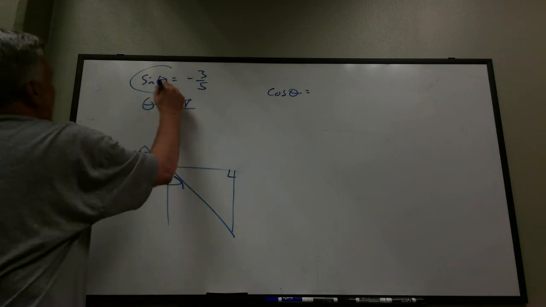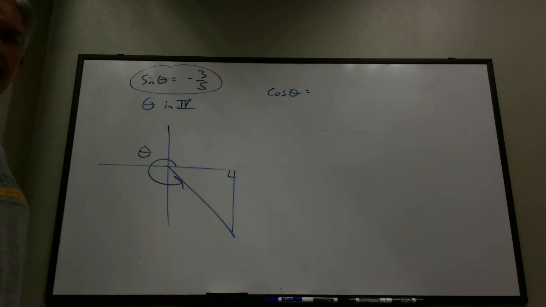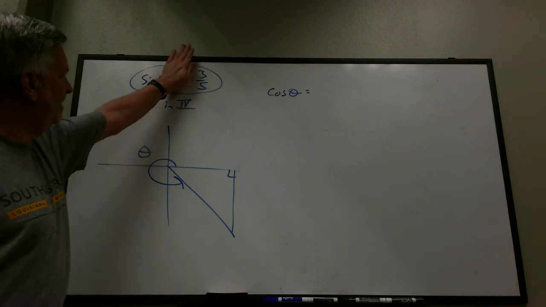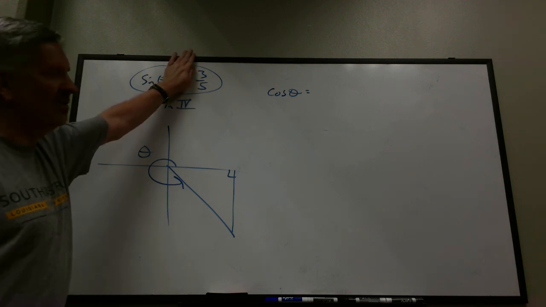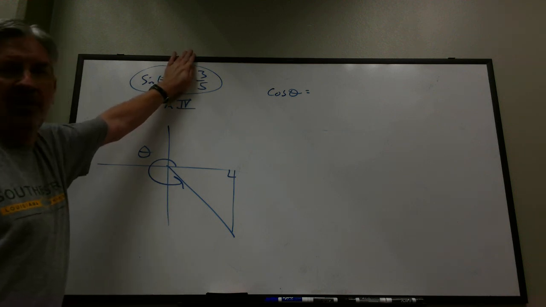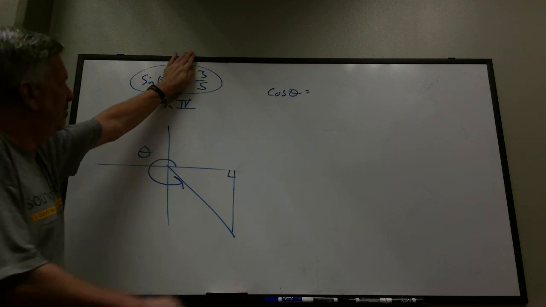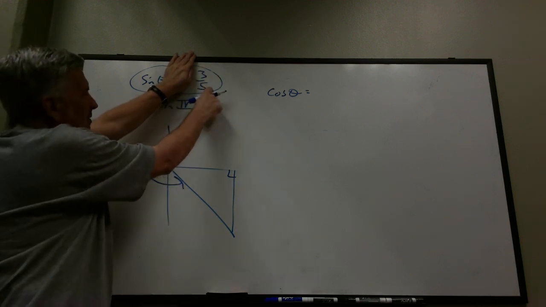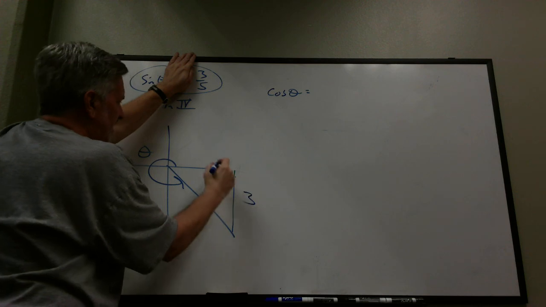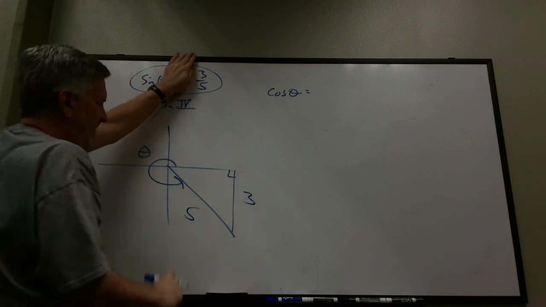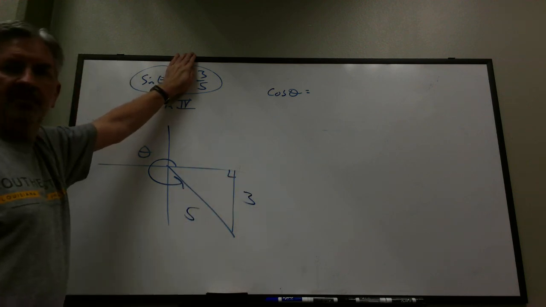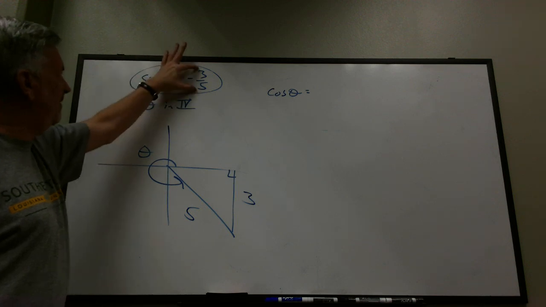They told me sine was negative 3/5. So just ignore the negative for a second. Sine is what over what? It's opposite over hypotenuse, or y over r. So use the 3 as the opposite and use the 5 as the hypotenuse. So there's 3 and there's 5. Okay? So just use the numbers in the trig function sine.